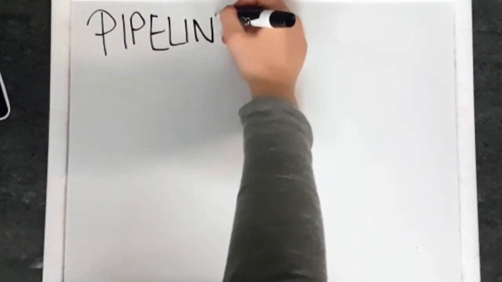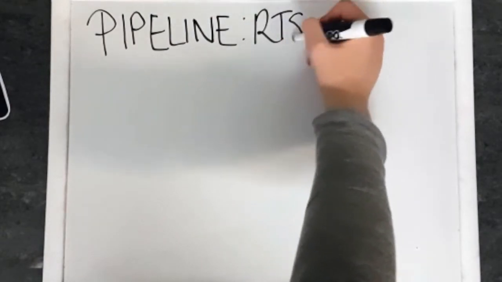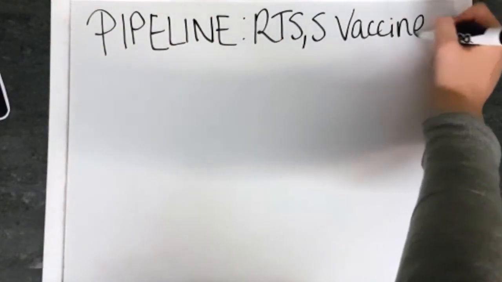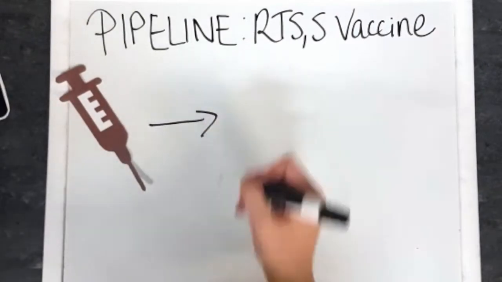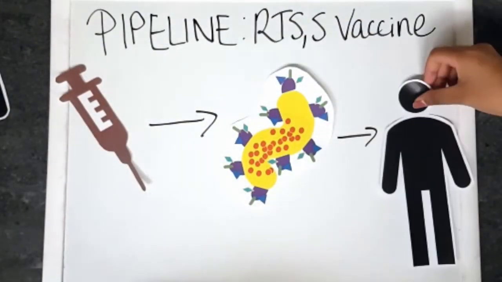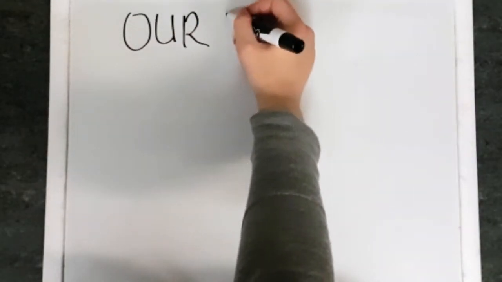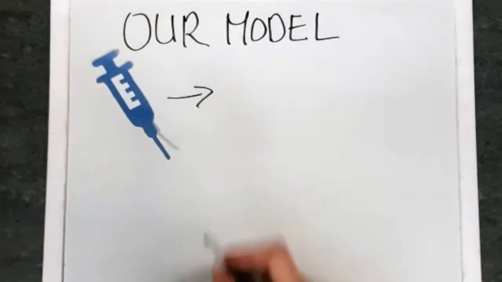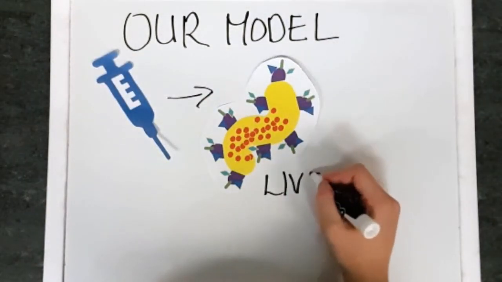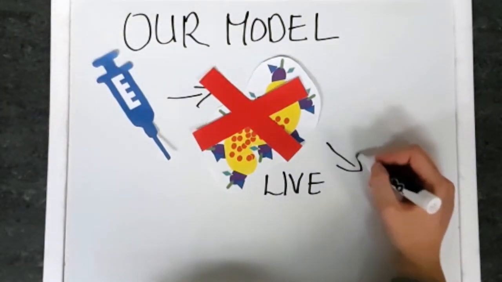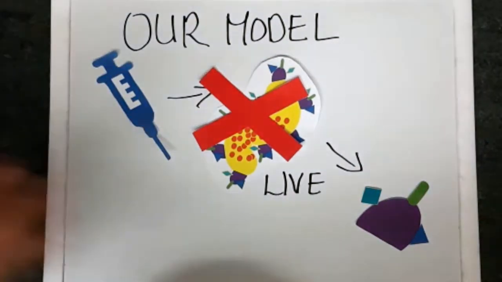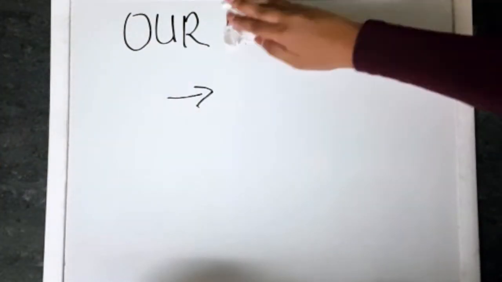Pipeline vaccines. RTS is the only pipeline vaccine that has gotten to phase 3 of the clinical trial. It is done by inserting a live attenuated parasite into the human. Our model is more advantageous because we are using a gene encoding for the antigen, thereby minimizing the risk of introducing a live parasite, since a live parasite is capable of reverting to a virulent parasite form.